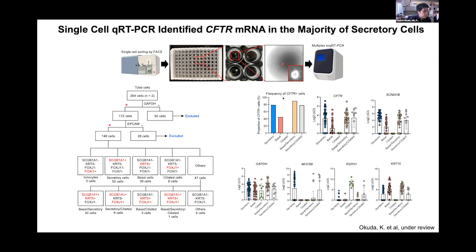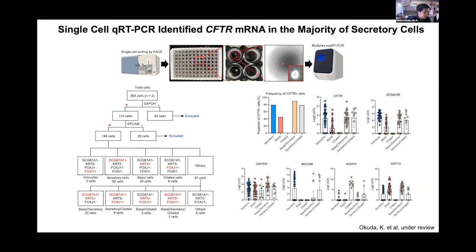And this is the frequency of CFTR positive cells in each cell type defined by this definition. Consistent with other data, about 80% of secretory cells express CFTR, and 50% of basal cells. Among only 8 ciliated cells, no cells express CFTR. And then the transitional cell types also express CFTR. And this is the intensity of CFTR expression in each cell type, which is also consistent with the frequency.